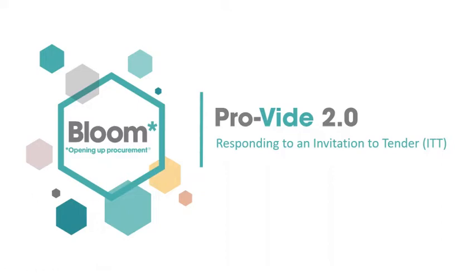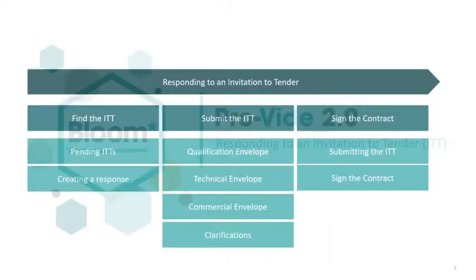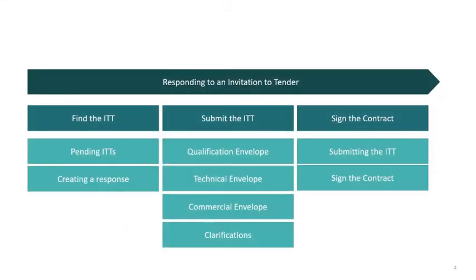This video is going to take you through responding to an invitation to tender or an ITT, taking you from the point of finding that ITT in your pending ITTs, creating a response, submitting the ITT itself and the information within the qualification, technical, commercial envelopes, as well as clarifications, and then signing the contract once you have been awarded a project.